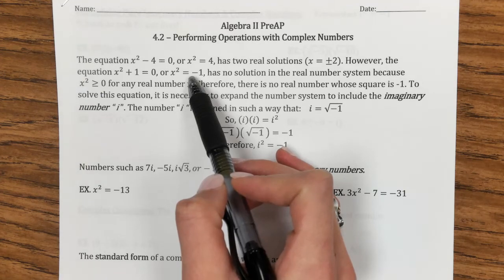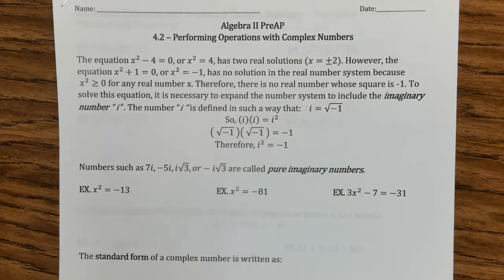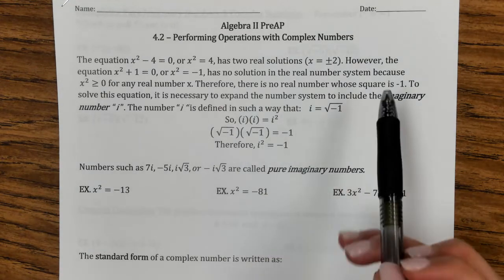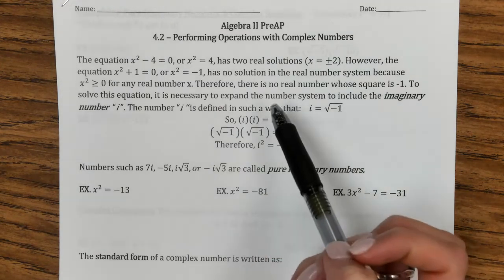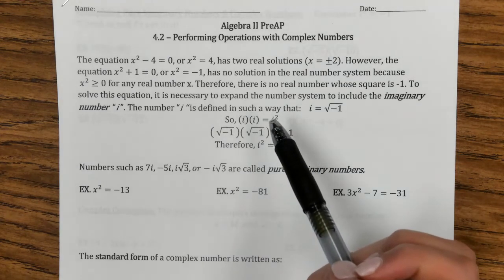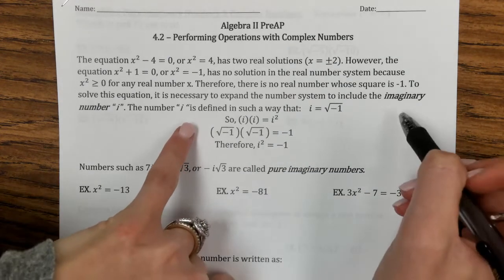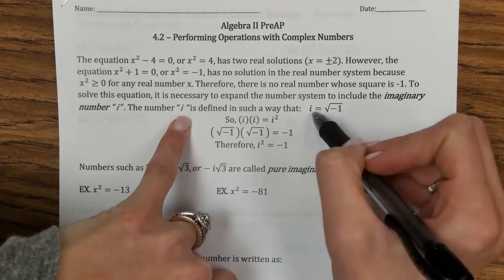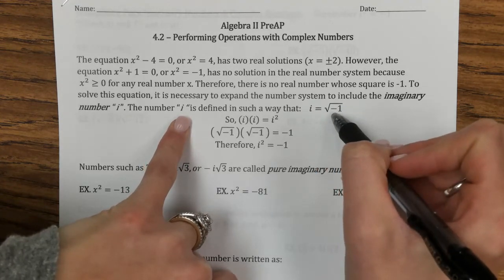Okay? So this is where you have to expand your group of numbers into the complex numbers, which are your imaginary numbers. Okay? So your imaginary number i is defined as i equals the square root of negative 1.